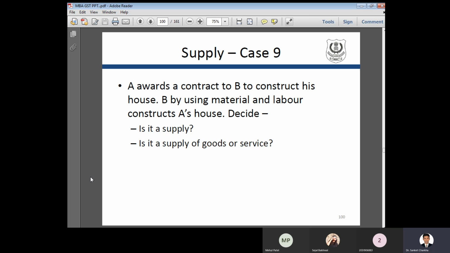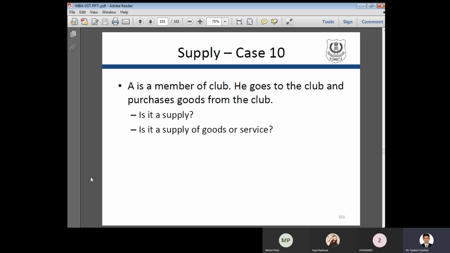So material will be charged at 4% and labor will be charged at 18%. So yes, it is a supply and it is a supply for goods or a service. It is a supply of goods at 4% of material and it is a supply of service at 18% of labor. Clear? यस सर। Case number 10.